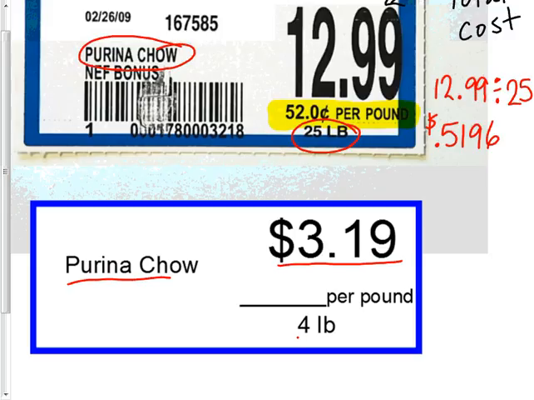So I can see that it's a 4-pound bag that I'm buying. So if I take the $3.19 and divide that by 4, that's going to tell me the cost for 1 pound of the dog food. And if I do that, I'm going to find that 1 pound is 0.7975.